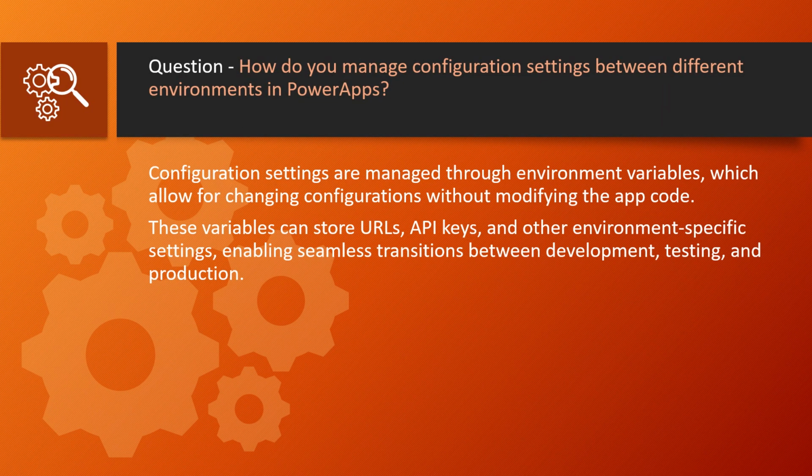How do you manage the configuration settings between the different environments in Power Apps? So for configuration settings, we should use environment variables, which basically allow changing the configuration without modifying the app code. Based on the different stages, you can change the value in the environment variable. And these variables can store URLs, API keys or other environment specific settings. It also enables a seamless transition between the development, testing and production environments.